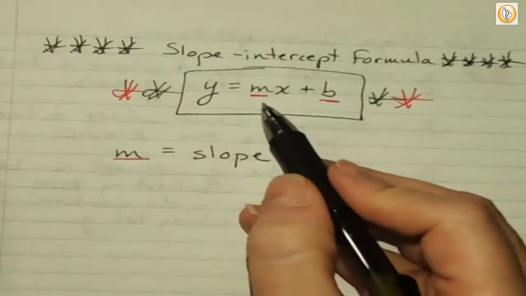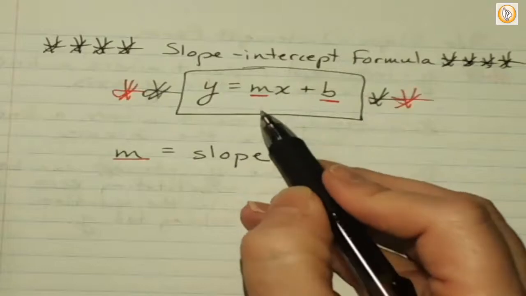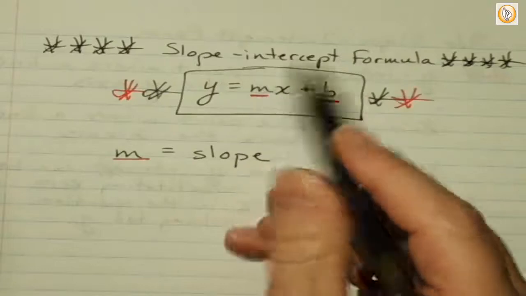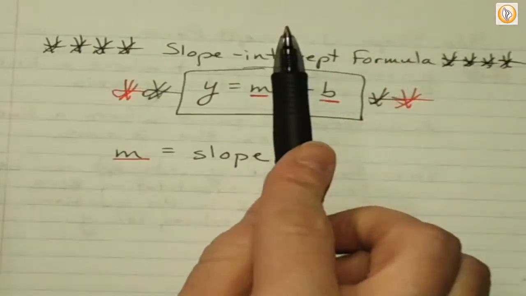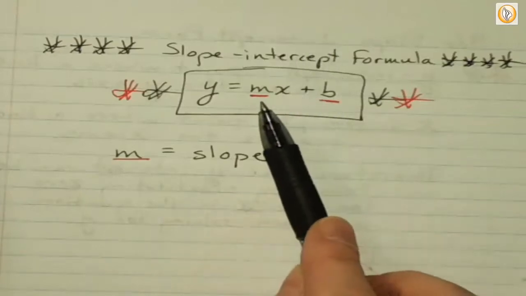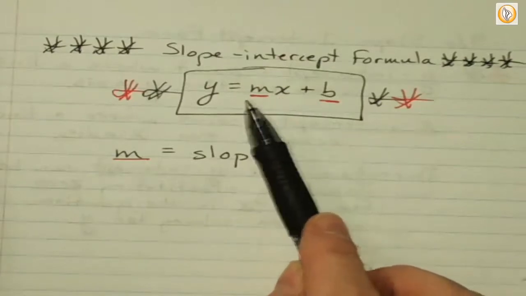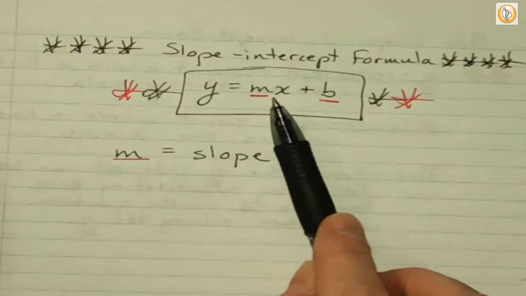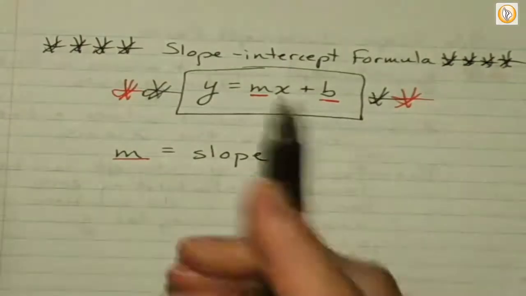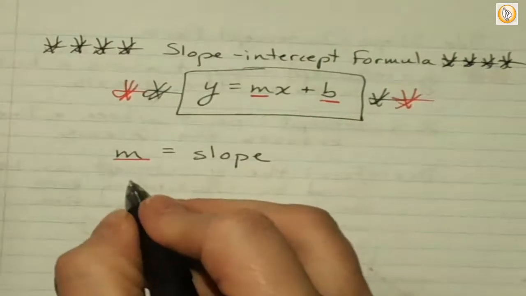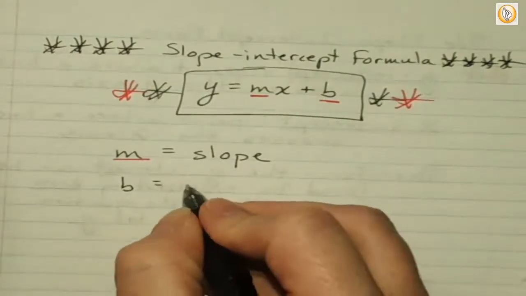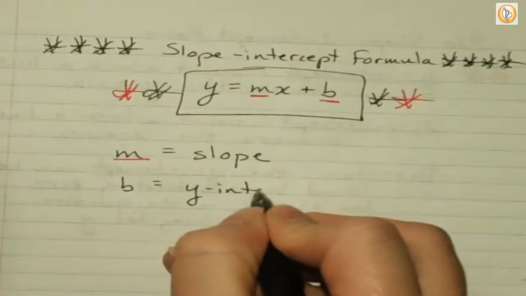You spent 2 days learning about the slope. Well, this m is the slope. The x has to be there in the formula. And whenever you see a number or what looks like a fraction next to the x, that's your clue that we're talking about the slope, okay? The b is your y-intercept.